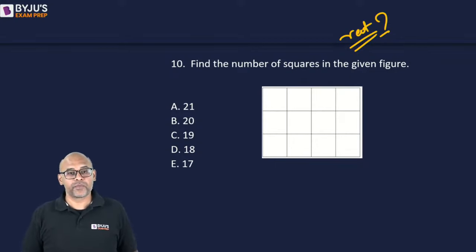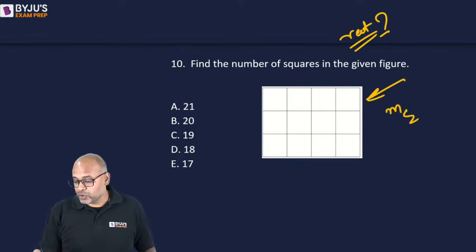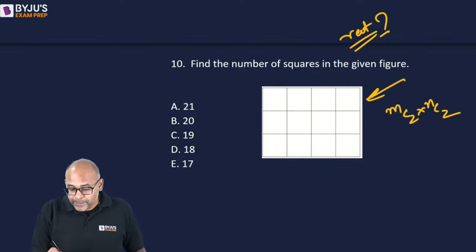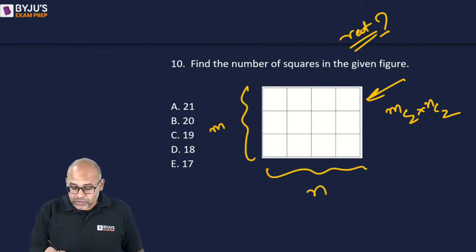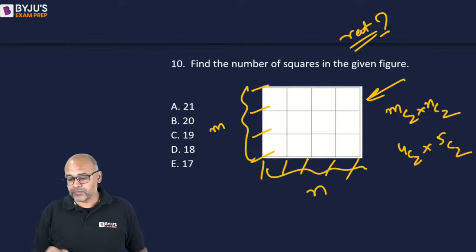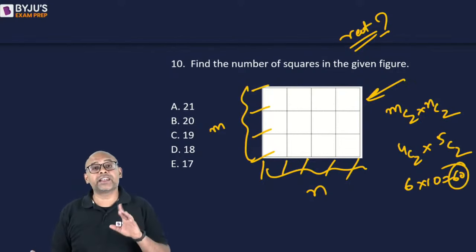Rectangles. So guys, when you have a question for rectangles, there is a direct formula. It is MC2 into NC2. What is M? M is the number of lines here. N is the number of lines here. Simple. So here 1, 2, 3, 4 lines into 1, 2, 3, 4, 5 lines. So this is 6 into 10, which is 60. So there will be 60 rectangles.